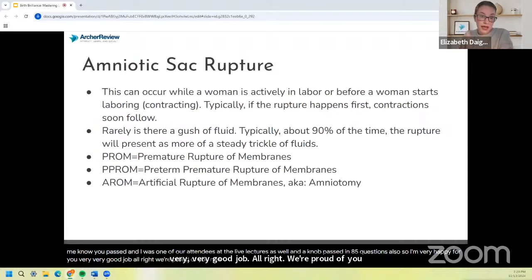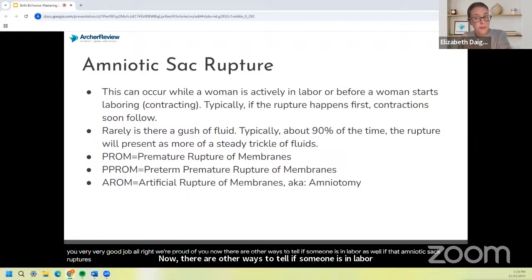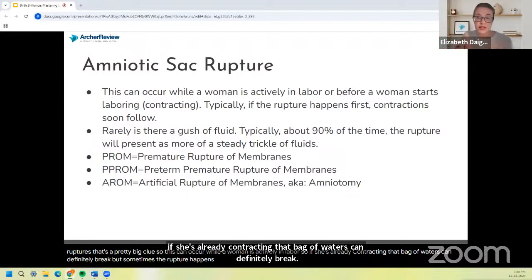Now, there are other ways to tell if someone is in labor as well. If that amniotic sac ruptures, that's a pretty big clue. This can occur while a woman is actively in labor. So if she's already contracting, that bag of waters can definitely break. But sometimes the rupture happens first and then contractions follow after that.